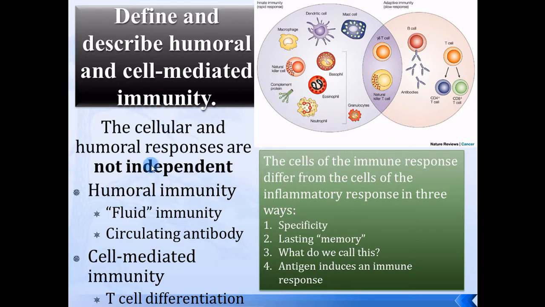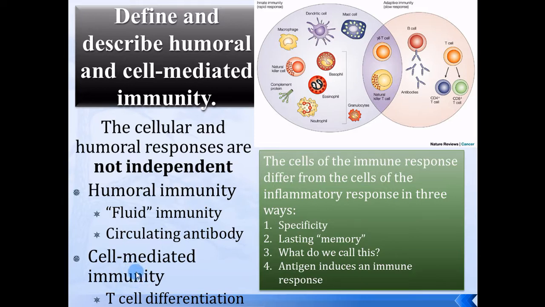So cellular and humoral responses are not independent. They work together, hand in hand. They need to both be working. Diseases like HIV will actually attack one part of that, and both sides fail. Right? So humoral immunity is fluid immunity, and it's the antibodies we're going to poke fingers at. Right? Cell-mediated means that the cells have to be there, the T cells.